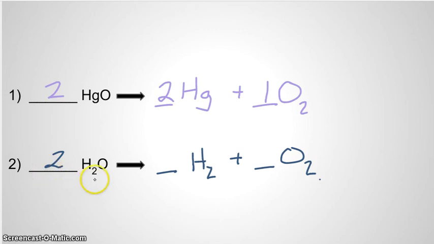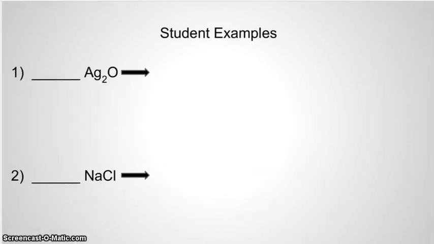When I do that, that gives me 4 hydrogens here. I have 2 there, so I'm going to put a coefficient of 2 in front of my hydrogen on my product side. So there's our finished balanced equation for the decomposition of water. And once again, here are 2 more examples that I'd like you to write in your notebook and finish the reaction and give them a try.